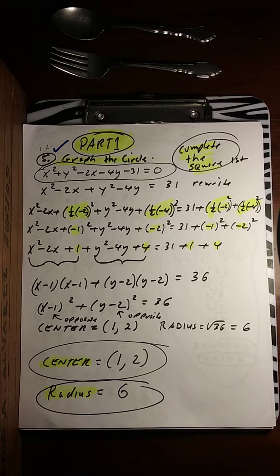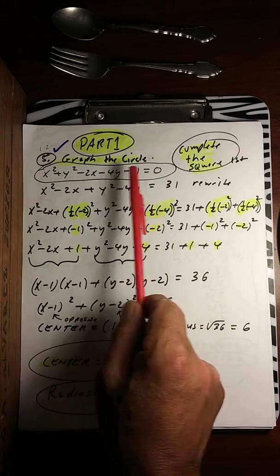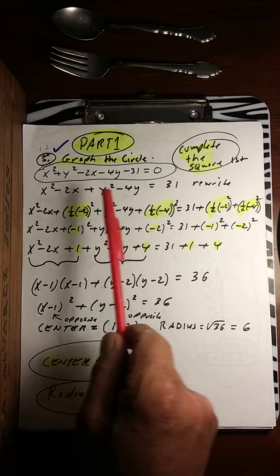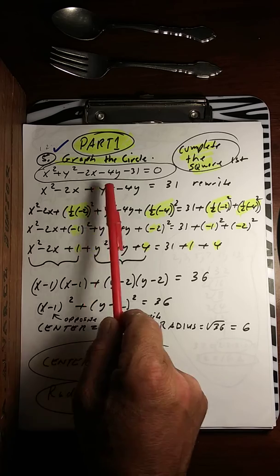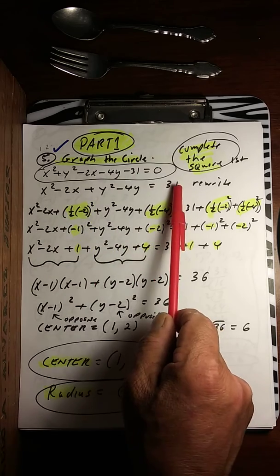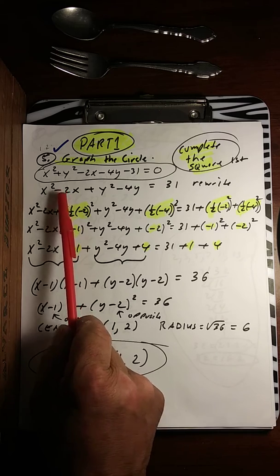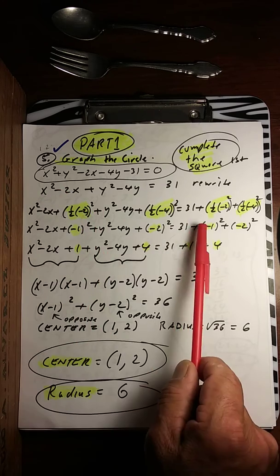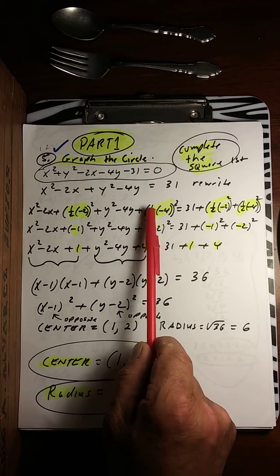So now, graph the circle. This is a circle, but to do this you need to complete the square first. Complete the square means let's separate the x's together, the y's together, and the number on the other side. Rewrite it. Now you're going to take half of this number right here, squared, add it to this side, add it to this side. And then you take half of this number here, squared, add it to this side, add it to that side.